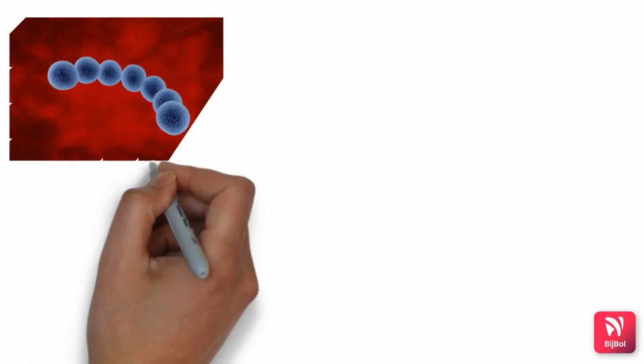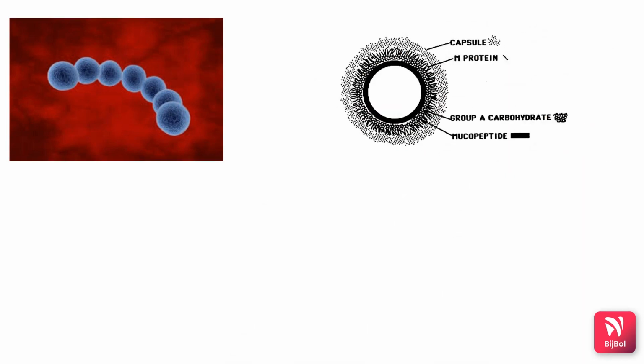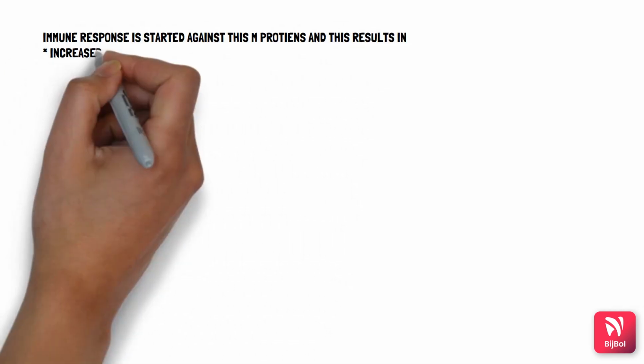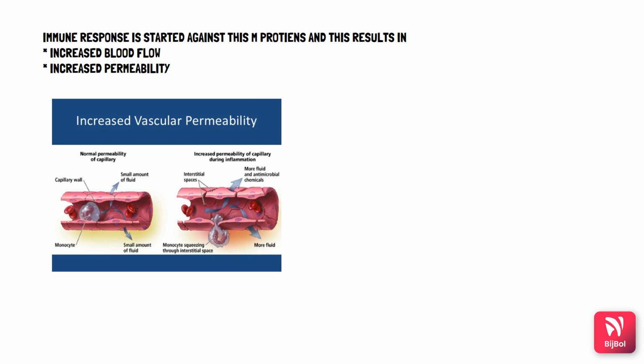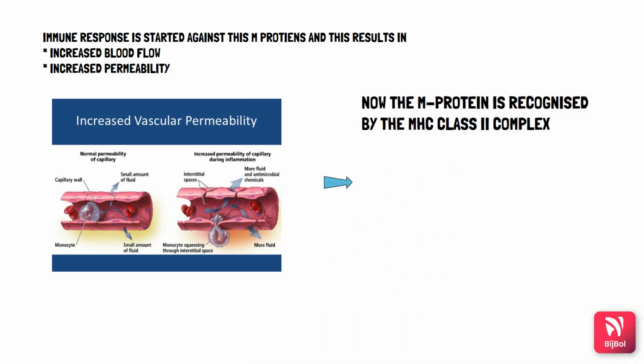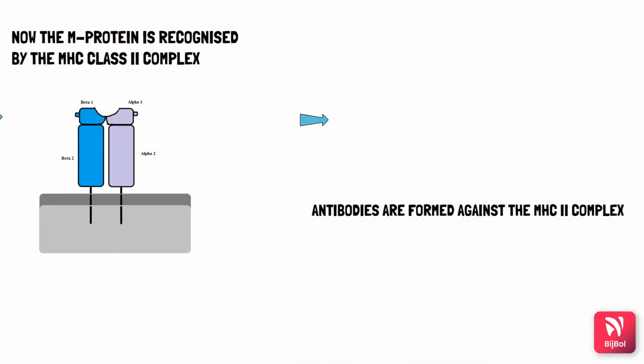Now, the group A beta hemolytic streptococci, particularly Streptococcus pyogenes, which is pus forming, causes the pharyngitis. Streptococcus pyogenes has an M protein, which is an antigen towards which our body starts an immune response. This results in increased blood flow and increased permeability, so that more and more immune cells occupy that particular area. Now, as the M protein is recognized by the MHC2 complex, antibodies are formed against it.